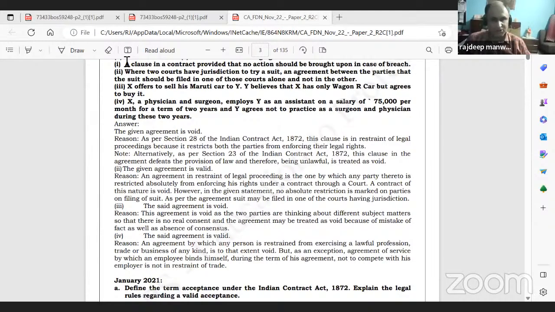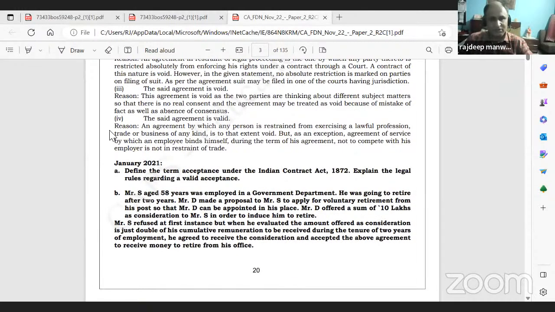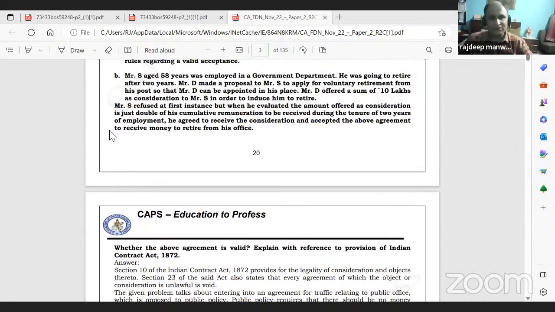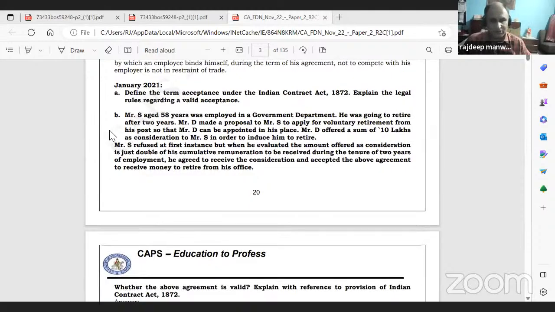Remember, I told you the exceptions to agreements in restraint of trade. In agreements in restraint of trade, there are certain exceptions. What are the exceptions? One, if you're working as an article or an internship, correct or no? One, if you're receiving goodwill at the time of retirement of a partnership. Remember, we did all those statutory, legal ones. So this is a valid agreement, even though it's an agreement in restraint of trade. See the way they're writing it. Okay, next.